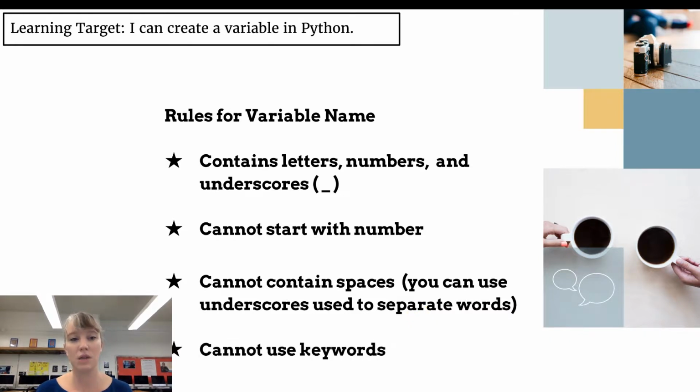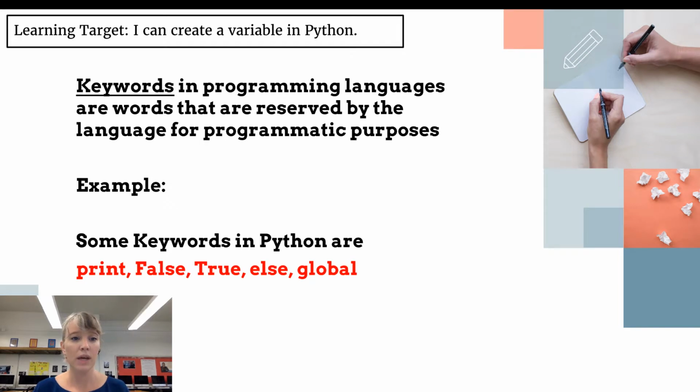And finally, you can't use keywords. We touched upon this a little bit, what a keyword was, but let's go over this a little bit more. And I know I'm going relatively fast, but make sure that you pause the video occasionally if you need to take notes with this. Okay, keywords in any programming language are words that are reserved just by the language for programmatic purposes, meaning they mean something to the language. And each programming language has keywords. Python has several, and they don't share the same keywords. Sometimes they do, and sometimes they don't. Okay, but these are some of the keywords in Python, not all of them.